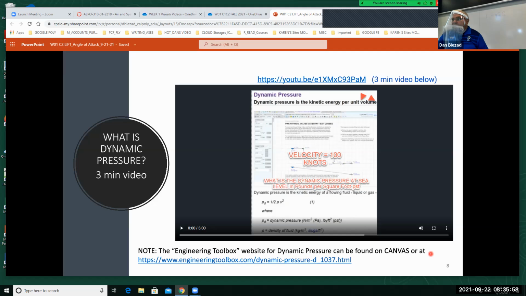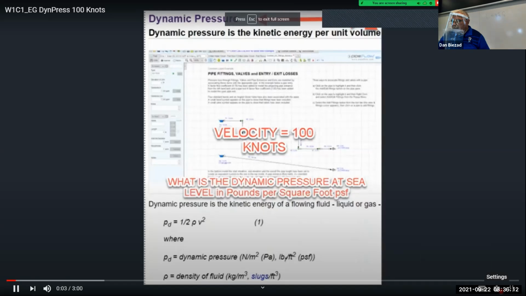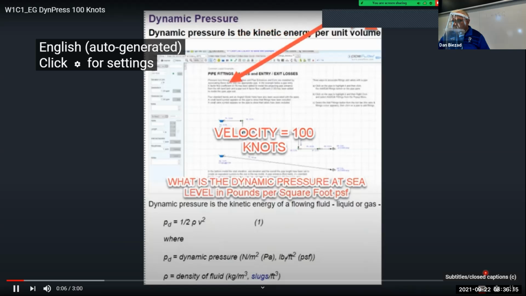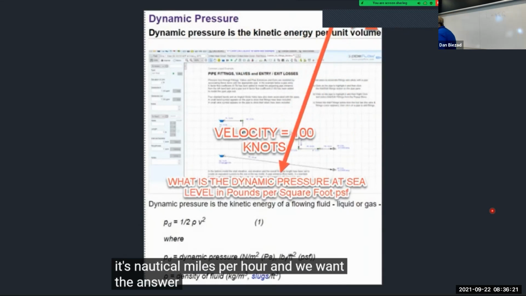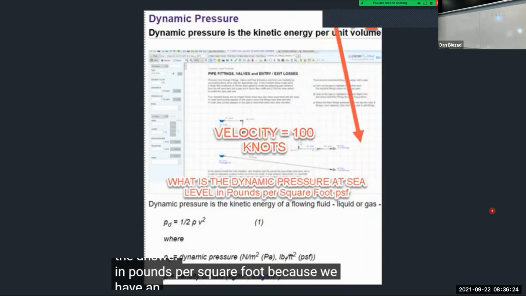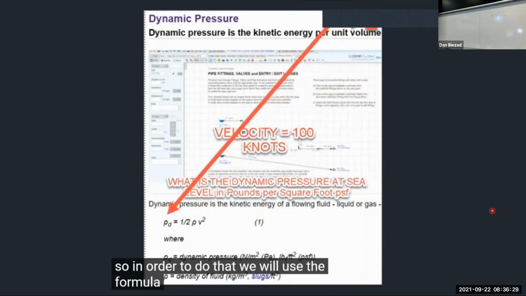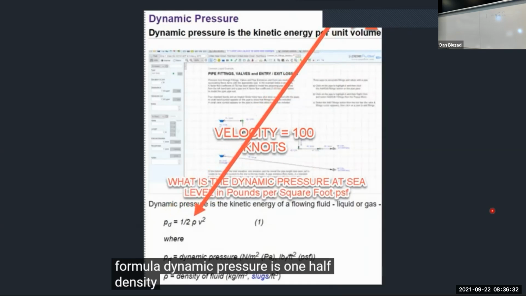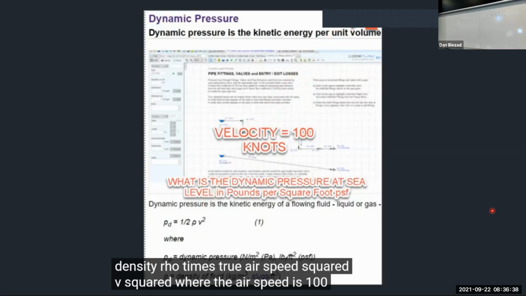Okay, here's an example of using the engineering toolbox to figure out what your dynamic pressure is. In this example, we're going to try to find the dynamic pressure when the velocity of an aircraft is 100 knots, which is nautical miles per hour, and we want the answer in pounds per square foot because we have an idea of what that is physically. So in order to do that, we will use the formula: dynamic pressure is 1/2 density rho times true airspeed squared, v squared, where the airspeed is 100 knots.